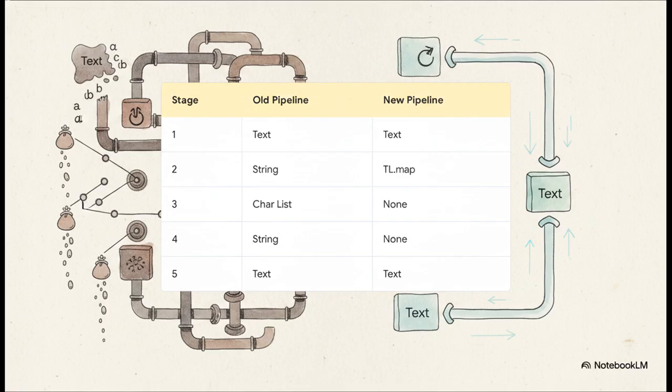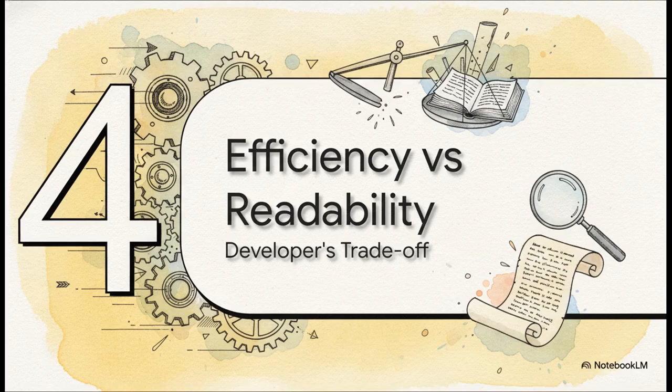Ang's new pipeline fixes this entirely. By using the new offset logic and a direct mapping function, the code completely avoids handling characters individually in a list. It just maps directly over the text type. Text goes in, text comes out. No back and forth conversion tax. This significantly reduces the overhead and drastically improves the efficiency of the application. Which brings us to Section 4, efficiency over explicit readability, the developer's trade-off.